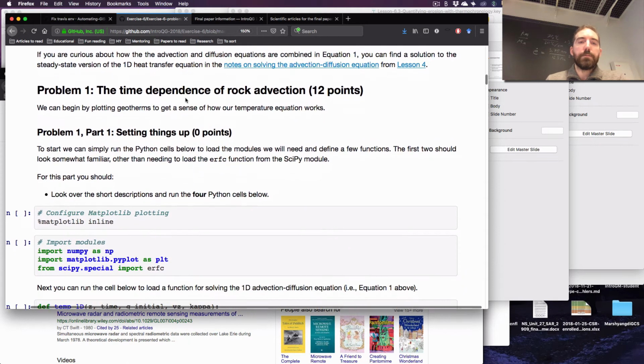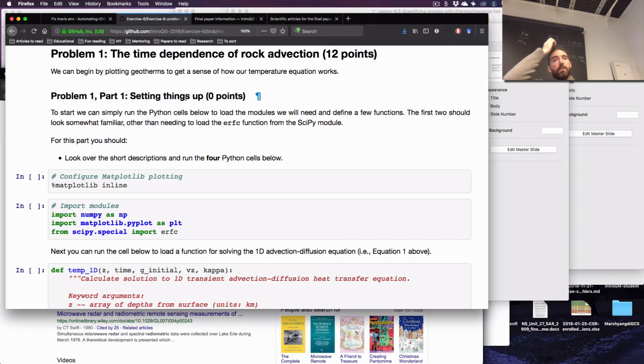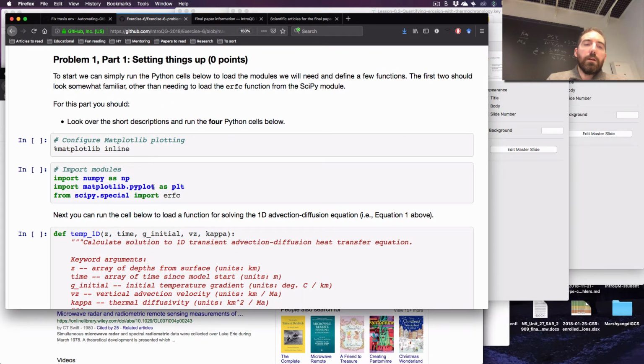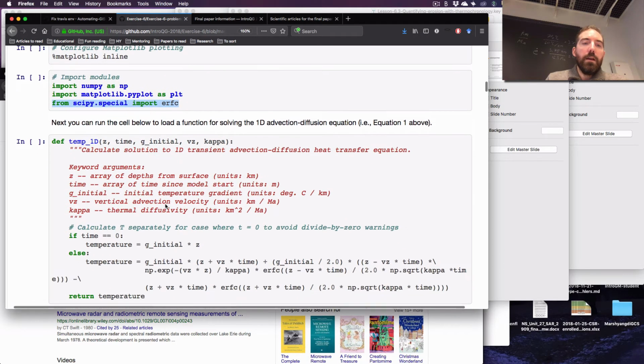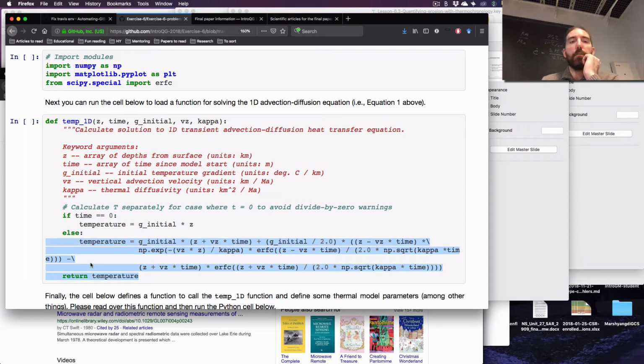But for problem number 1, basically, you're just going to run through and produce a handful of plots of different temperature values. There's a few cells that you can run at the start, just standard setting things up. We're using from this SciPy module the complementary error function, so we just bring that one in. That's the only thing that's really different than normal. And then here's the 1D heat transfer equation. As you can see, it's not that bad, but there's just a lot of parentheses.